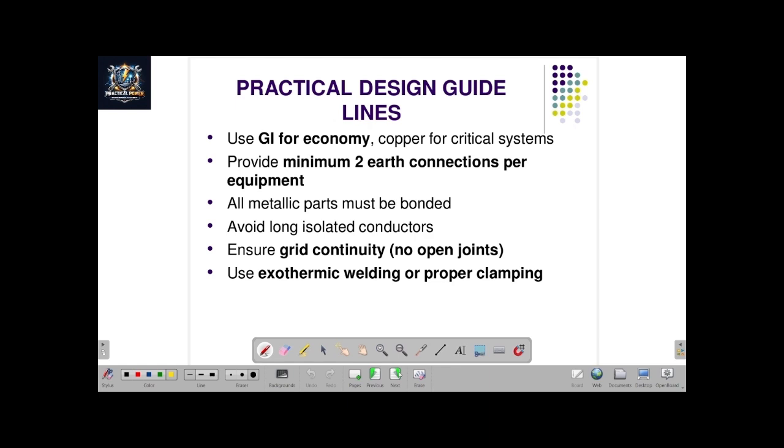So what are the practical design guidelines for designing earthing system? GI is taken for economy and copper for critical systems. Provide minimum 2 earth connections for equipment. All metallic parts must be bonded. Avoid long isolated conductors. Ensure grid continuity, no open joints. Use exothermic welding or proper clamping.